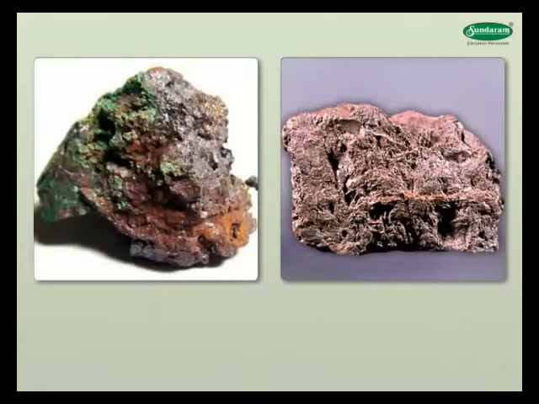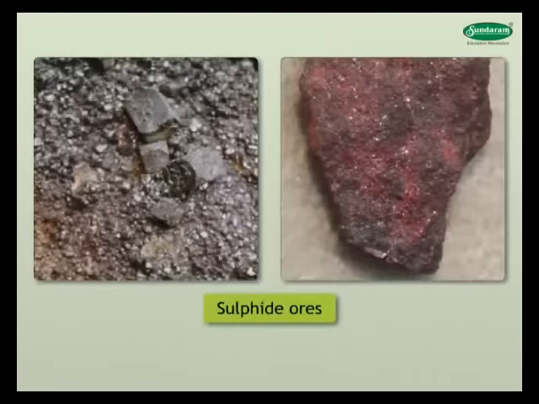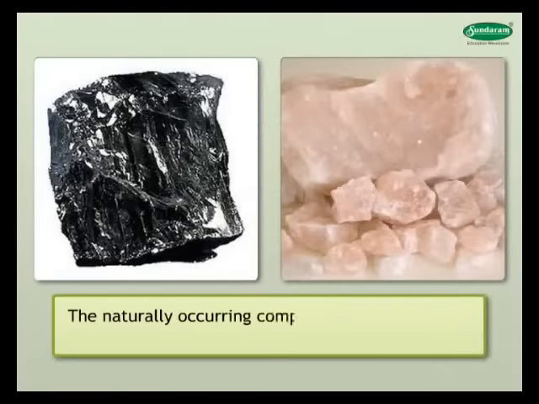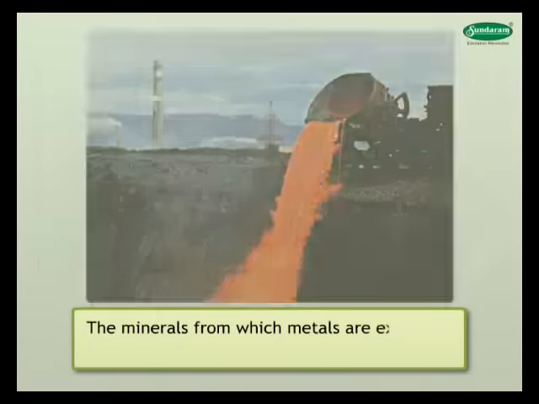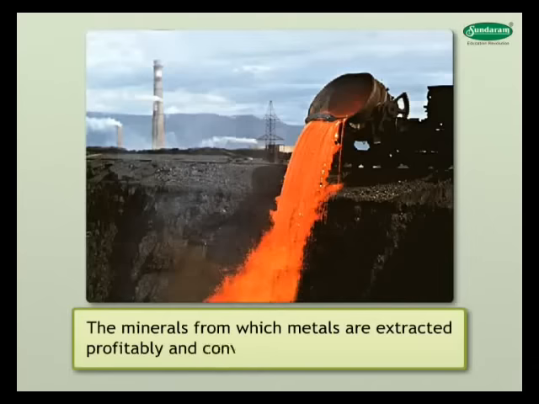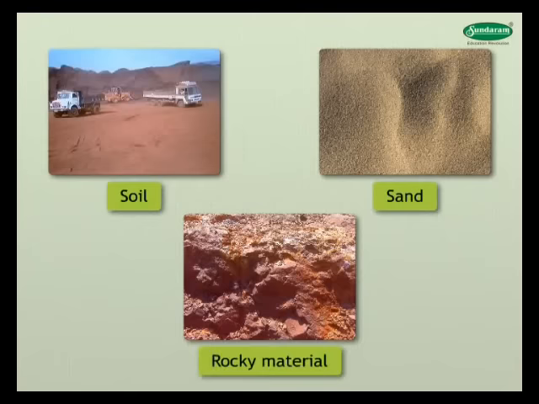Most metals, however, are found in combined state in the form of their oxide ores, carbonate ores or sulfide ores, etc. The naturally occurring compounds of metals, along with other impurities, are known as minerals. The minerals from which metals are extracted profitably and conveniently are called ores. Ores contain metal compounds with some impurities like soil, sand, rocky material, etc. These impurities are called gangue.